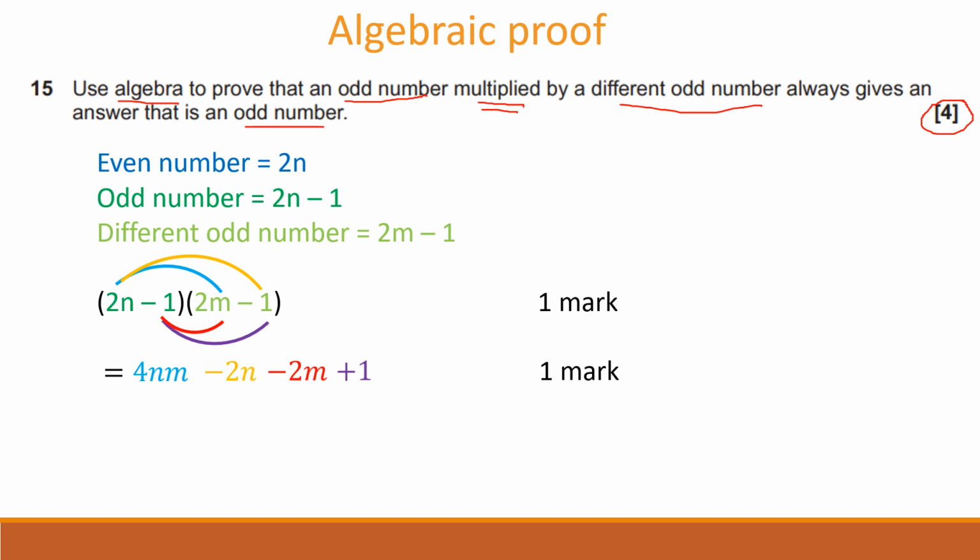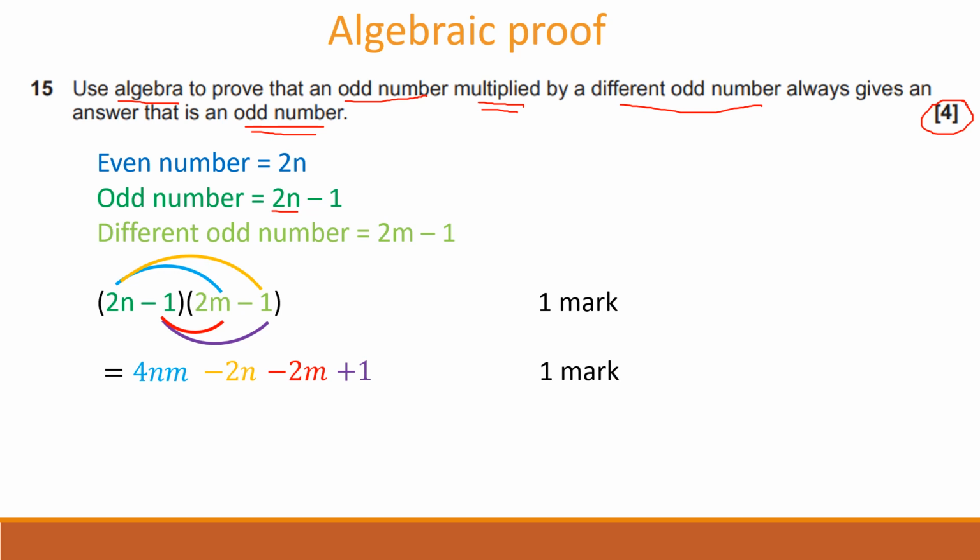I now need to look at this answer and I've got to try and work out why this answer is an odd number. Okay, because it says if you multiply an odd number by a different odd number, the answer is always odd. How do we know this expression is always odd? So we know the definition of an odd number is 2 times any number, and if I take away 1 or add 1 to that number, the answer will be odd. So the key bit is it's 2 lots of n first.